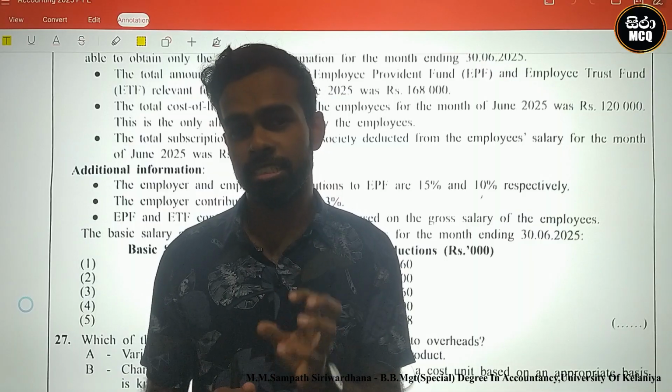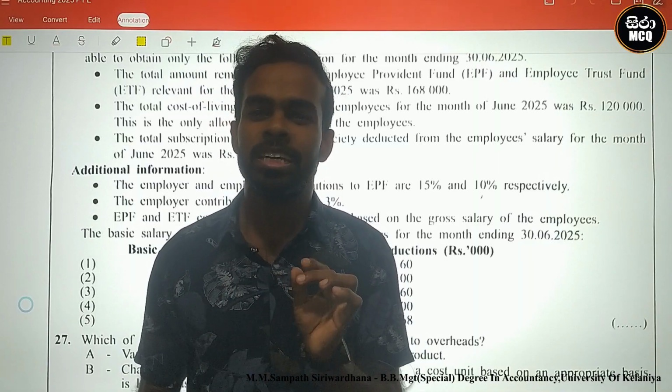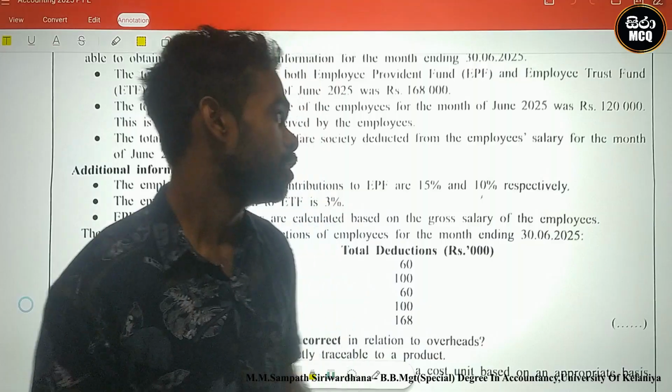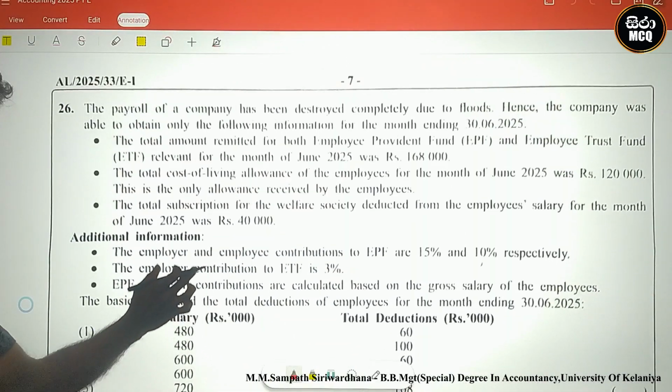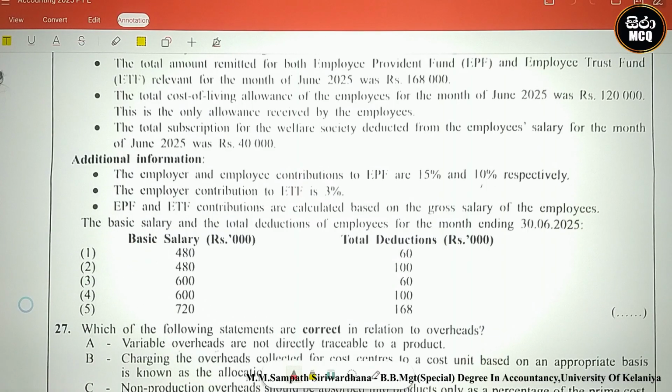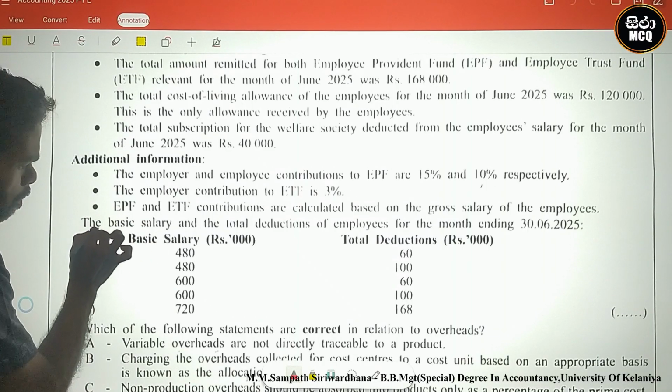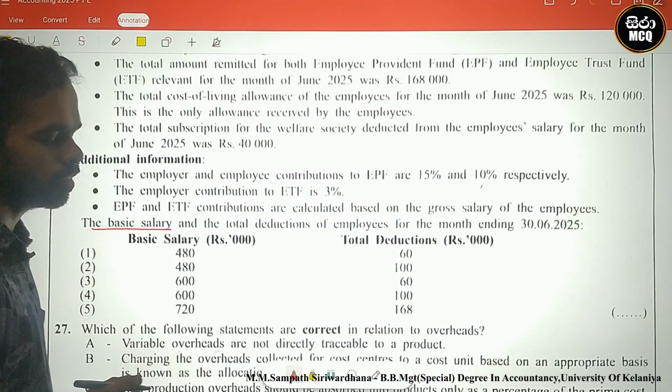Today we discuss Advanced Level A-level accounting paper question number 26. Look here, this is the question. We must first focus on the requirement. Look here, the basic salary.